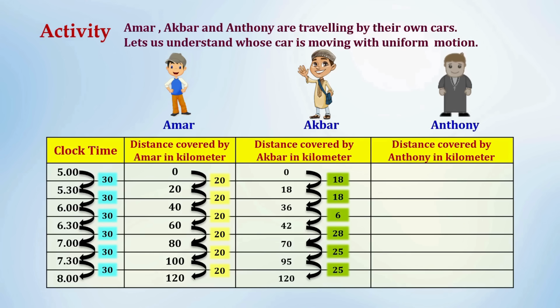Step 4. Observing Anthony's distance. Now observe Anthony's distance. Anthony covers 14 kilometers every 30 minutes. The distance covered in each equal time interval remains the same. So, Anthony's car is also moving with uniform motion. Therefore, the cars moving with uniform motion are Amar's car and Anthony's car. Akbar's car shows non-uniform motion because the distance covered in equal intervals of time is not the same.